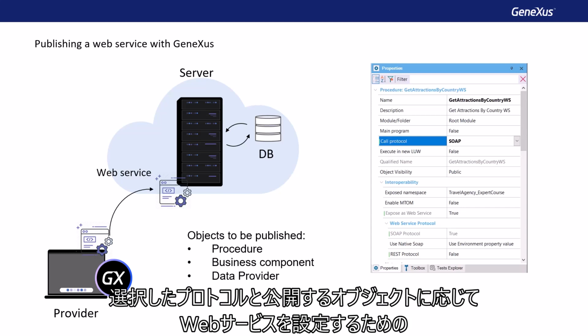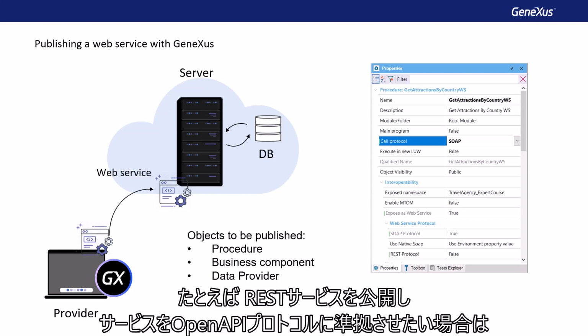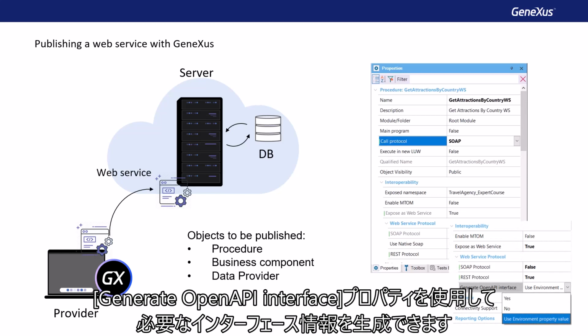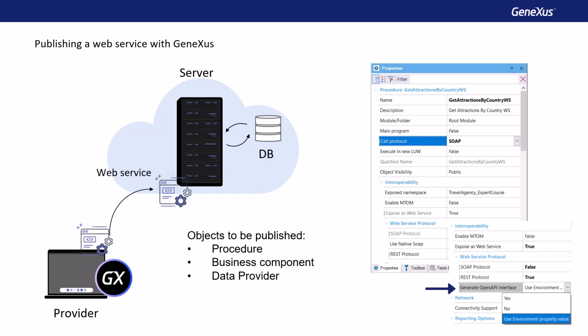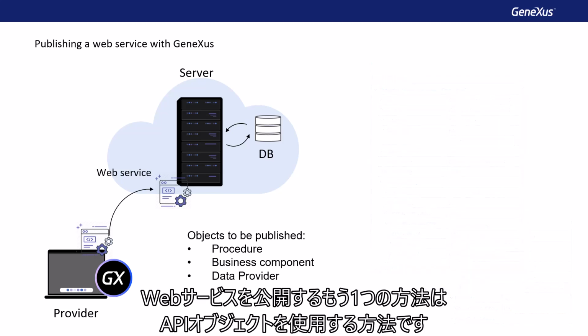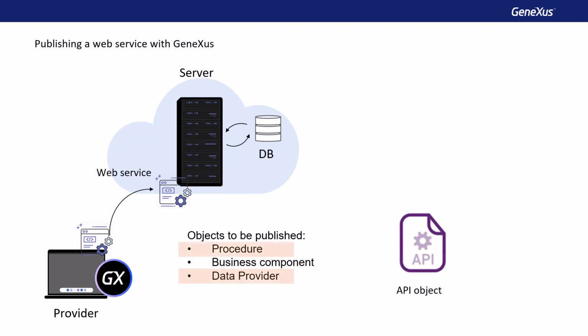Depending on the chosen protocol and the exposed object, we'll have some more properties to configure the web service. For example, if we publish a REST service and we want our service to comply with the OpenAPI protocol, we can generate the necessary interface information with the Generate OpenAPI Interface property. Another way to publish web services is by using the API object, which is valid for publishing procedures and data providers.